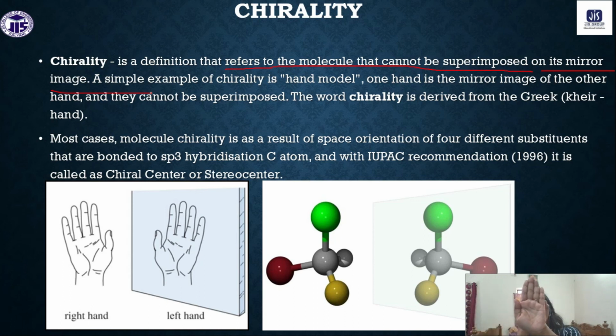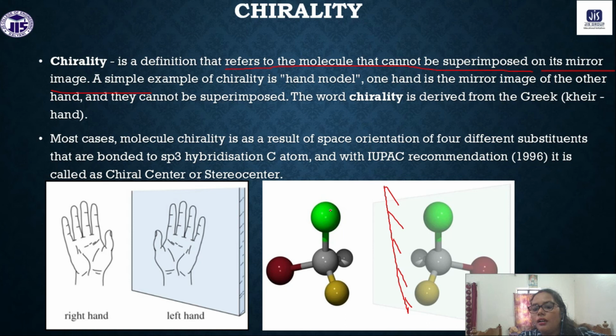If we impose this, is it superimposable? No, this is not superimposable, right? So our two hands are chiral. You can see this molecule also. If we take this as a mirror, yes, this is a mirror.